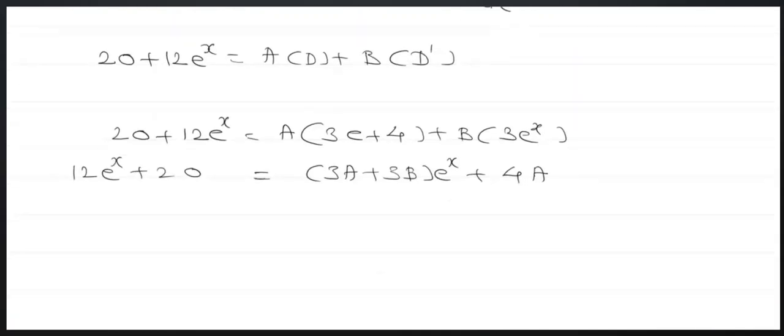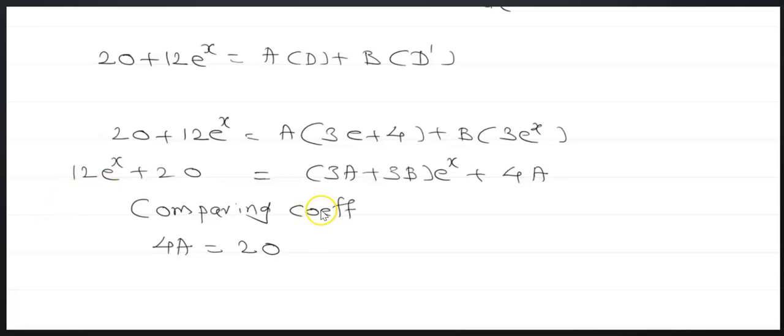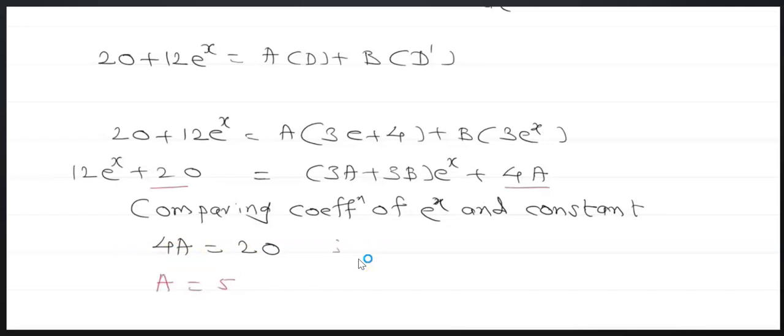That is 12 e raised to x plus 20. Now compare left and right hand. Comparing the constant, 4a is equal to 20. You will get the value of a directly. a is equal to 5.